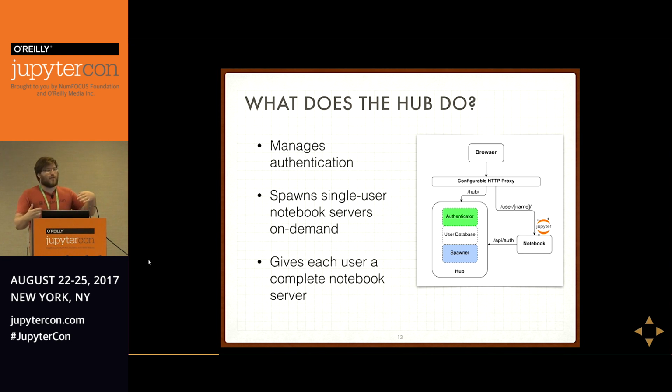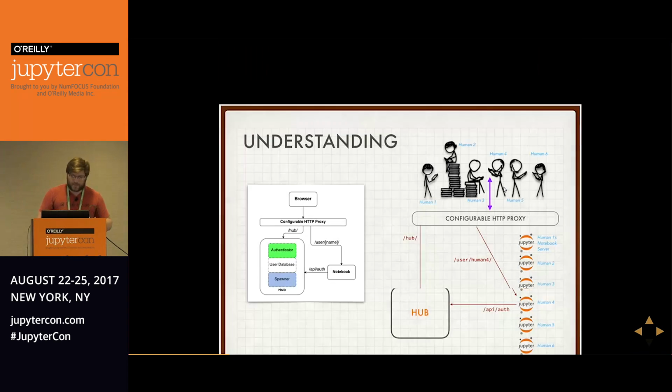And the important thing is that it provides a single entry point. So the browser, when you're using JupyterHub, doesn't talk to the individual notebook servers directly. It talks to a proxy that sits in front of those servers. And the hub's responsibility is essentially to manage the configuration of that proxy by making sure that users are authenticated and that the proxy knows how to route people around.